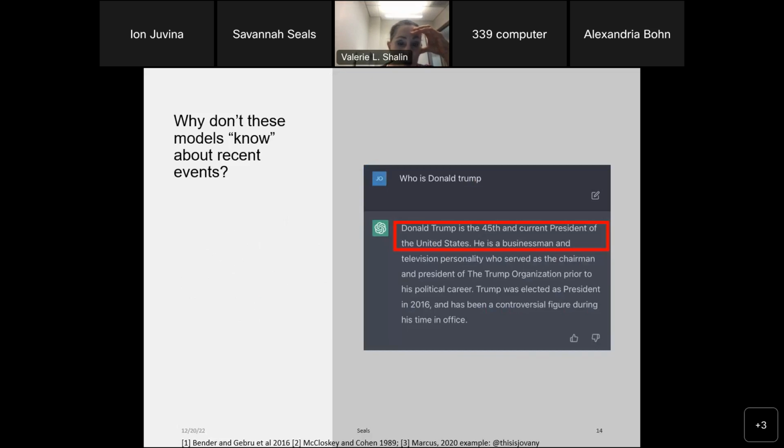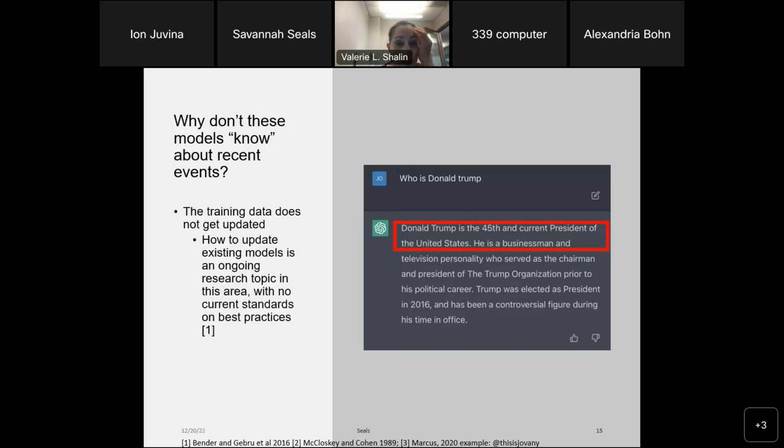They do some manual corrections. So if you ask ChatGPT today who Donald Trump is, it will probably not tell you that Donald Trump is the president of the United States, because a human has gone in and manually corrected that. In general, the training data is not getting updated. How to update models' training data is an ongoing research area, and there are no current standards and best practices on how to do this.